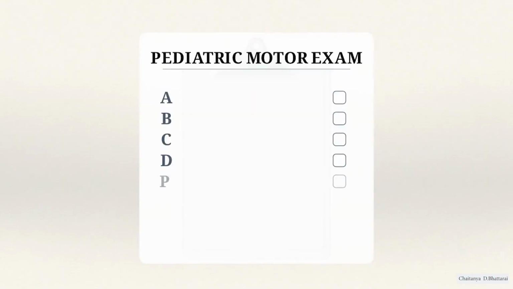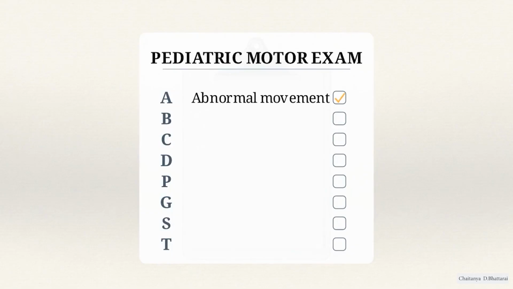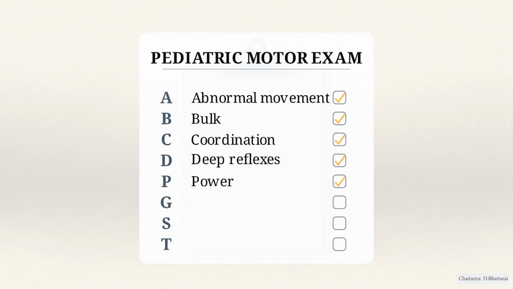The ABCDP-GST mnemonic provides the necessary clinical framework to ensure every component of the motor system is evaluated. This sequence tracks abnormal movement, bulk, coordination, deep reflexes, power, gait, superficial reflex, and tone.